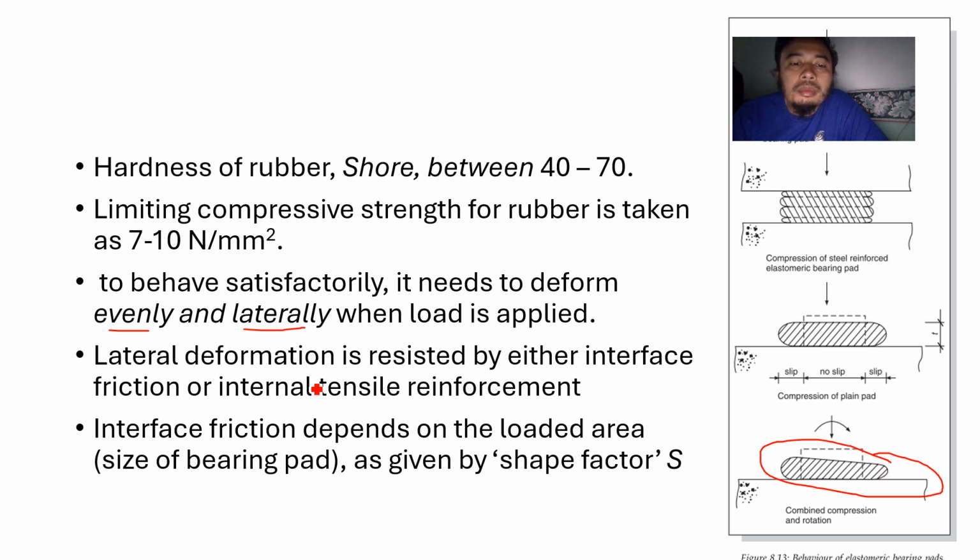Lateral deformation is resisted by the interface friction. So lateral deformation is prevented by the friction. There's a friction here resisting the deformation, and then the internal tensile reinforcement, that is either your pure synthetic rubber or steel reinforcement. And interface friction depends on the loaded area, the size of the bearing pad, as given by the shape factor. So the area defines the internal interface friction.